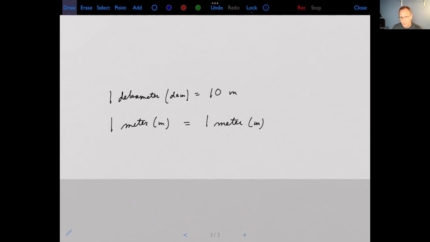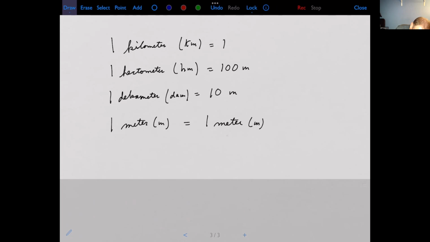If I want another power of 10, right, so 10 times 10, 100 times a meter, that's called a hectometer. And that's abbreviated as HM. So that's equal to 100 meters. And then if I want 1,000 times a meter, you're probably familiar with this one. This is called a kilometer. So kilometer or km. So that'd be equivalent to 1,000 meters.